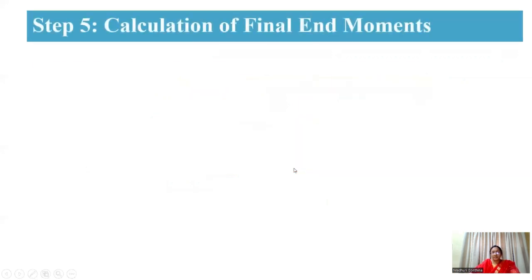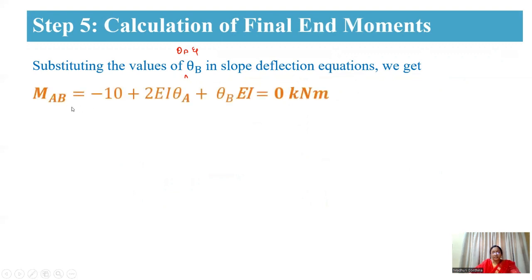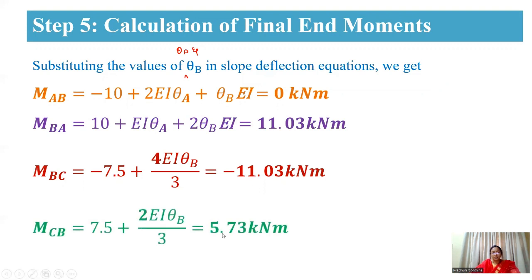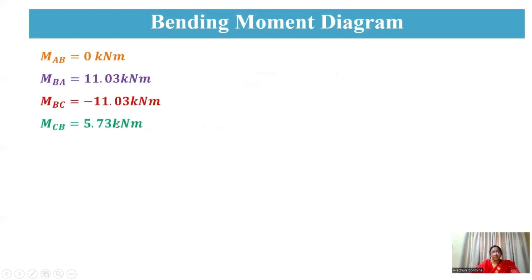Next, after getting your theta A and theta B, you're going to substitute in the above equations. And then finally, you're going to get M_AB moment to be 0, M_BA moment to be 11.03, M_BC moment to be minus 11.03, M_CB moment to be plus 5.73 kilonewton meter. So these are your final end moments. So how to draw a bending moment diagram? These are the final end moments I have drawn here.